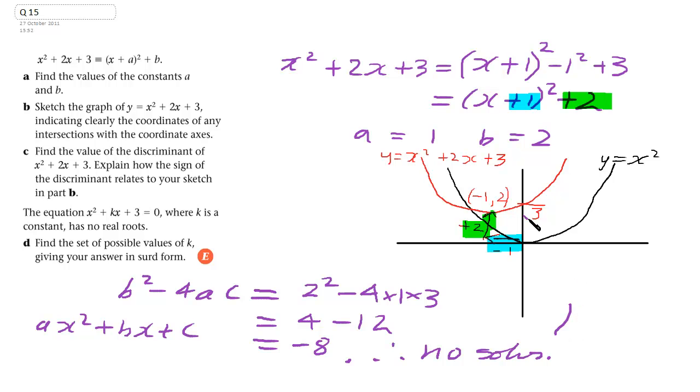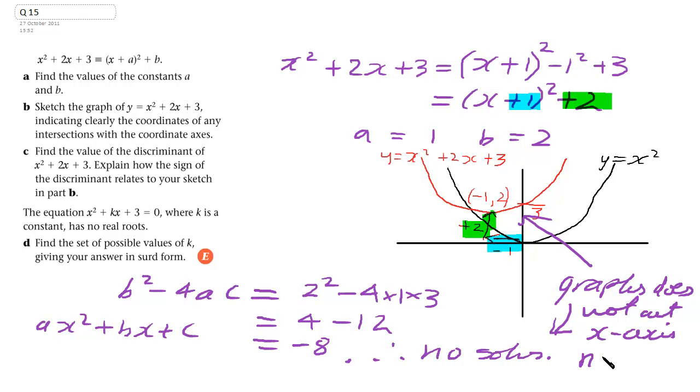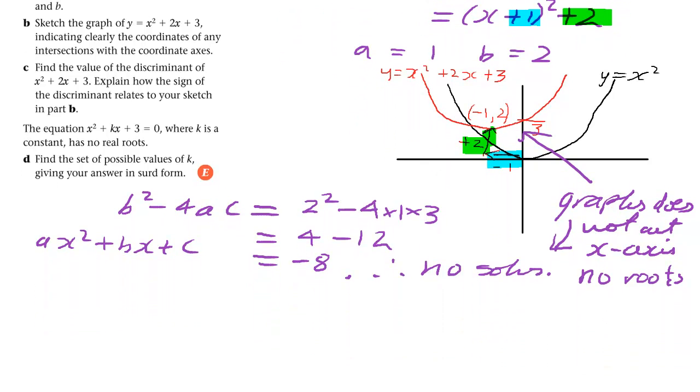So we can see that this relates to the graph. The graph doesn't cut the x-axis. Another way to say this is there are no roots. Yep, no roots means it doesn't cut the x-axis, and there are no solutions to ax squared plus bx plus c equals 0. So there are no roots and no values where this will cut the x-axis.